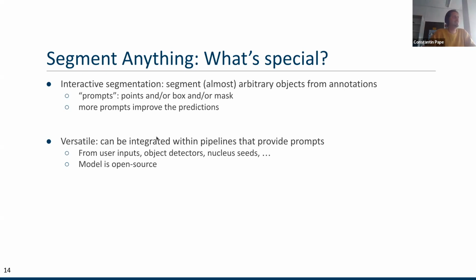And all of this makes this model very versatile, because one can do the segmentation based on user inputs, but one can also get these prompts from object detectors or from other sources. For example, if you have nuclei, you can use point annotations to derive seeds for cell segmentation. And the model and the whole interface are open source and fairly well documented, which makes it easy to integrate with other pipelines or extend and so on.